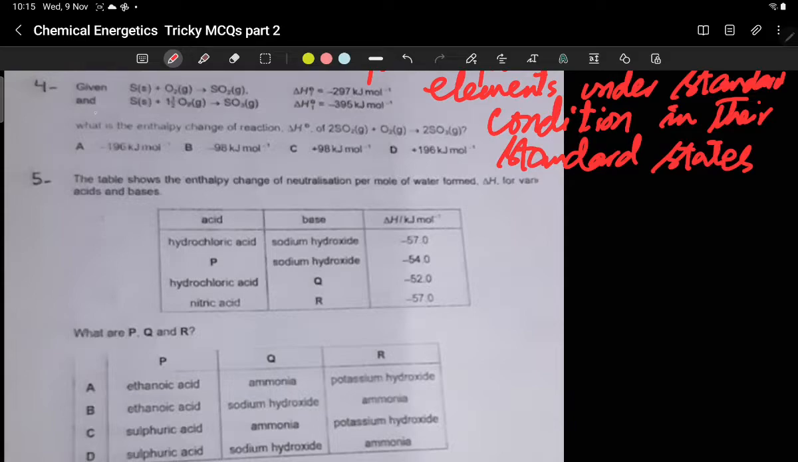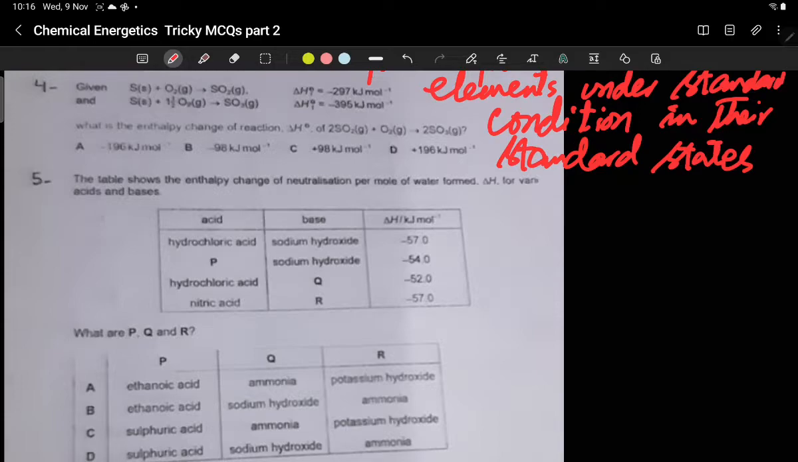So let's start question number 4. Given sulfur plus oxygen to form sulfur dioxide, delta HF is minus 297 kilojoule per mole, and sulfur plus 1.5 oxygen to form sulfur trioxide. What is the enthalpy change of reaction, delta H reaction, of sulfur dioxide plus oxygen to form sulfur trioxide?